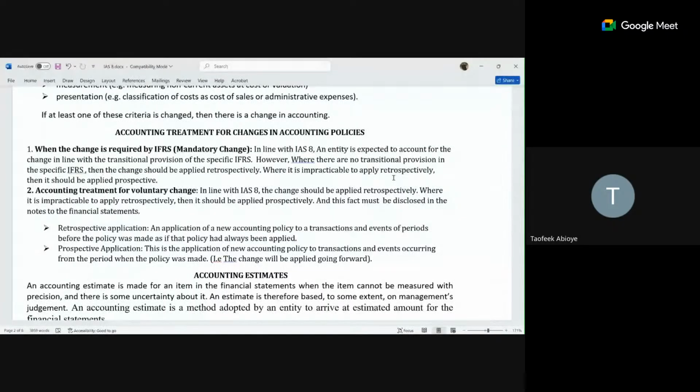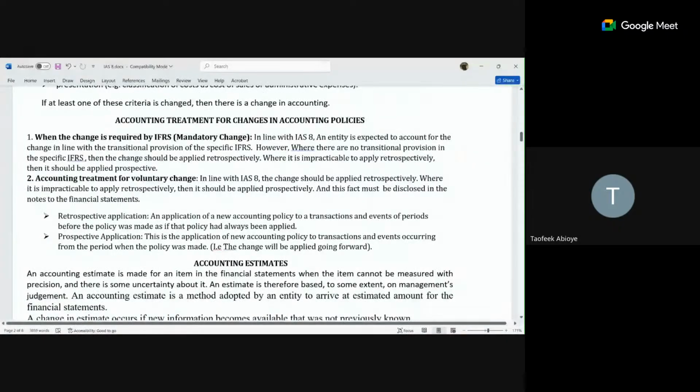If the change in accounting policy is done voluntarily, the treatment can be retrospective application, that is the application of the policy to transactions and events of periods before the policy was made, as if that policy had always been applied. Prospective application is the application of the new accounting policy to transactions and events occurring from the period when the policy was made, going forward. That is all about accounting policy.